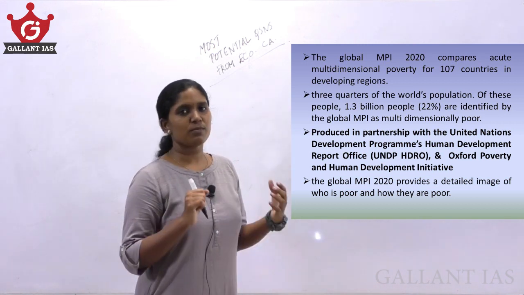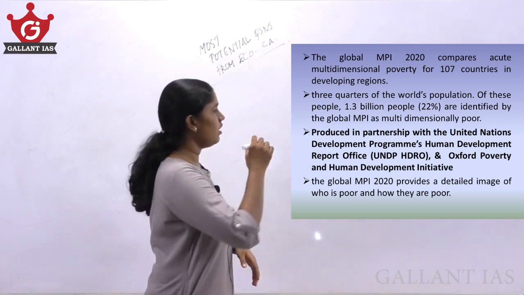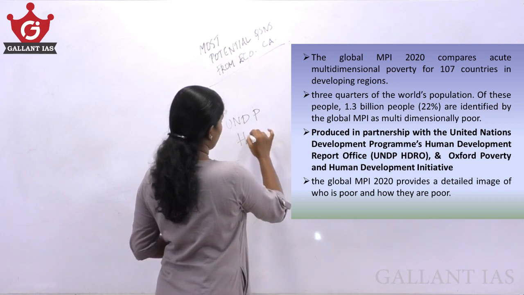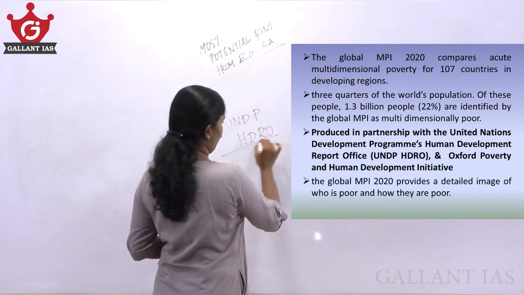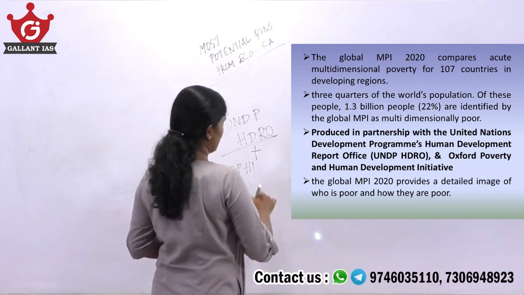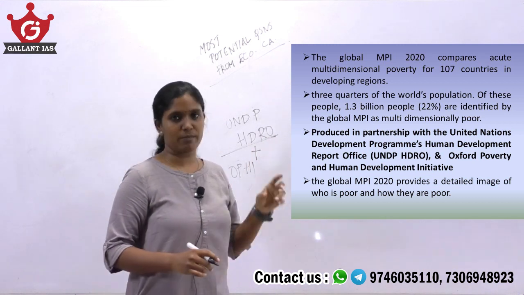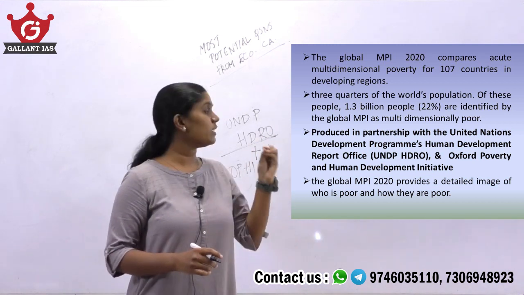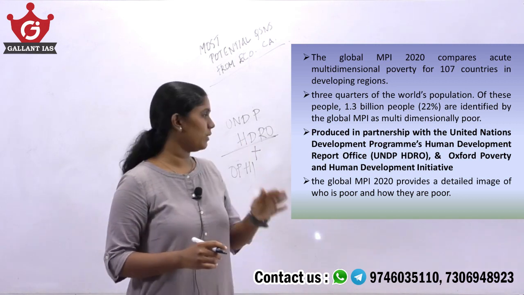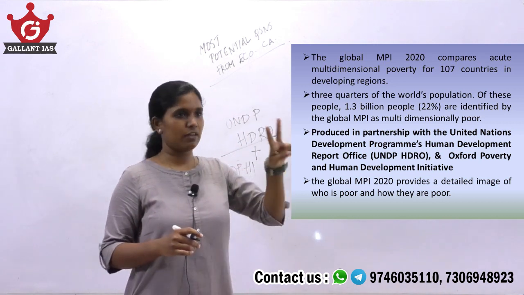So the Multidimensional Poverty Index 2020 was released in partnership with the United Nations Development Programme's HDRO, Human Development Report Office, plus the Oxford Poverty and Human Development Initiative. So there are two organizations involved: UNDP's Human Development Report Office and the Oxford Poverty and Human Development Initiative. Please take note of this point, there are two organizations involved.